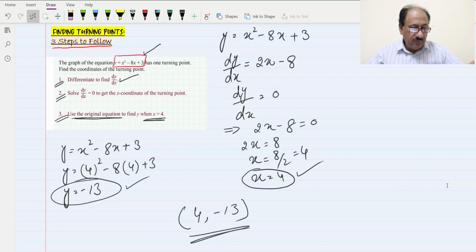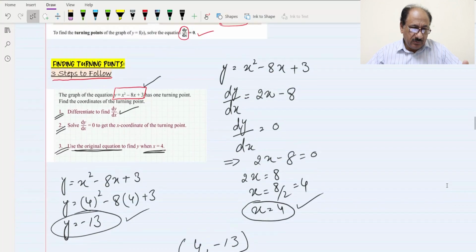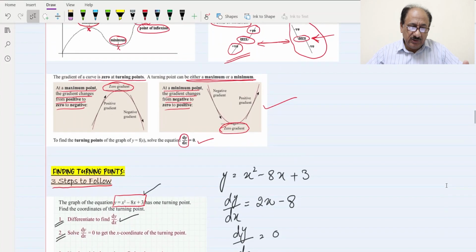First step, again, what is the first step? Finding the differentiation. The second step, you have to put the differentiation equal to 0 and solve it. You will get the x value, the x coordinate. After getting the x coordinate, replace that x coordinate in the given function, and you will get the y coordinate. That is your turning point. That's all we have done today.